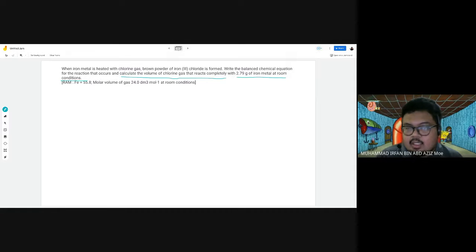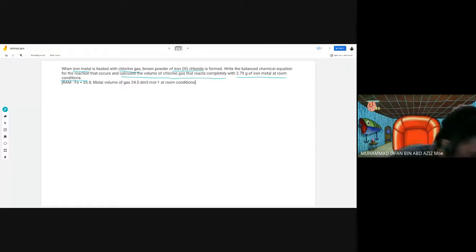So write the balanced chemical equation first. It gives iron metal. What is the formula of iron metal? Chlorine gas will produce iron trichloride. So what is the chemical equation? Write the chemical equation.